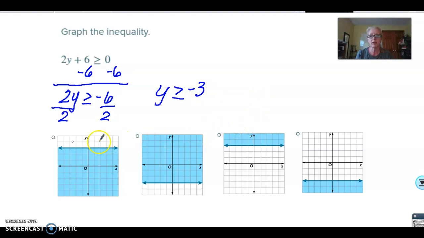Okay. So then you look at these little graphs down here. Which one of these shows all the places where y is greater than or equal to negative 3? Well, you can eliminate these two, because that's at positive 3, and this one's positive 3. So looking at these two, which one indicates the area of the graph where y would be greater than or equal to negative 3? Well, clearly it's this one because all of the values greater than negative 3 are above it. Okay?